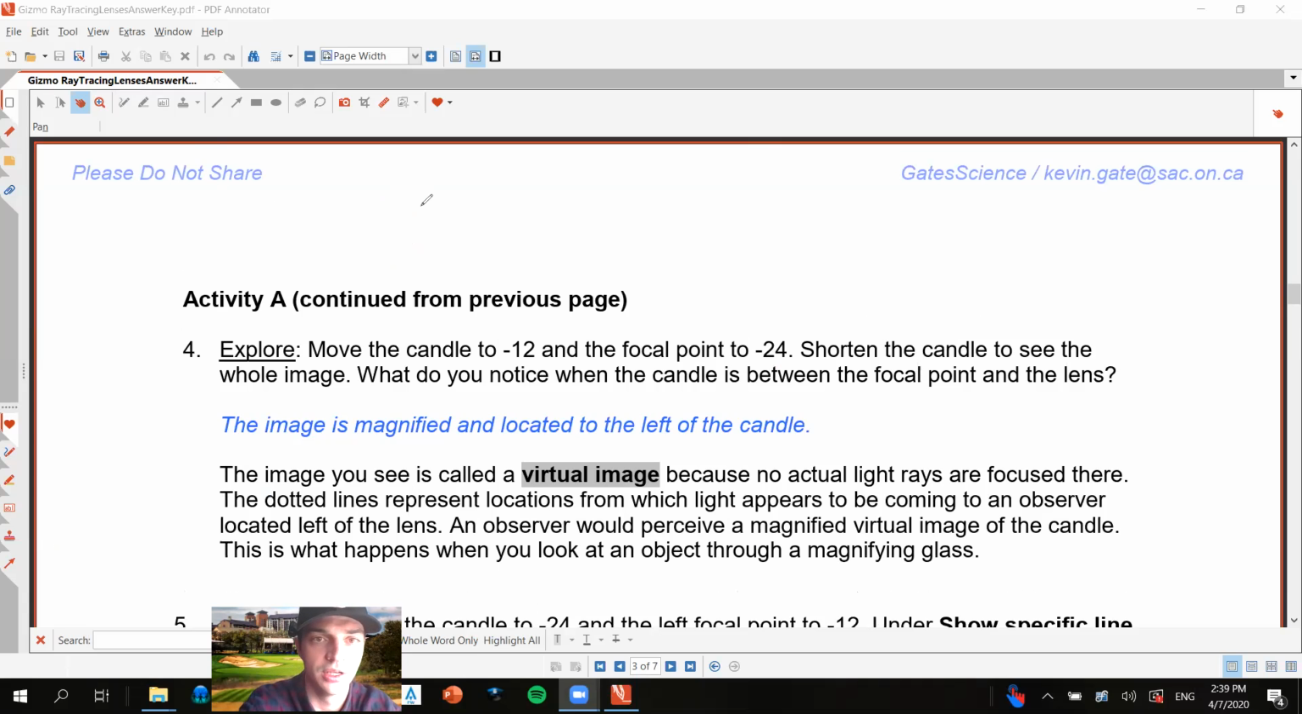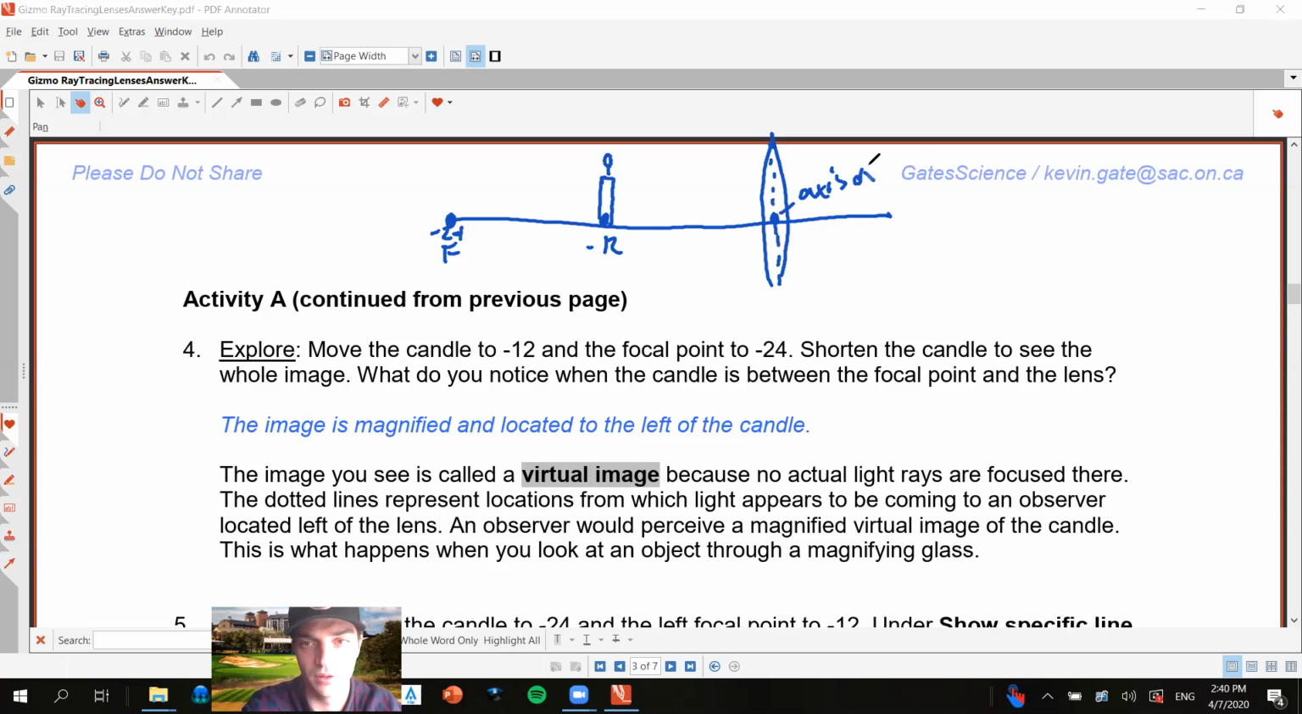So a visual representation, we now have our focal point here along our principal axis at minus 24, and then at the halfway point at minus 12, we have our candle, and then at 0, we have our axis of symmetry, and we have our convex lens.